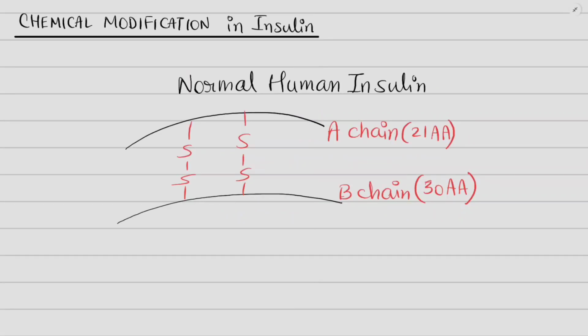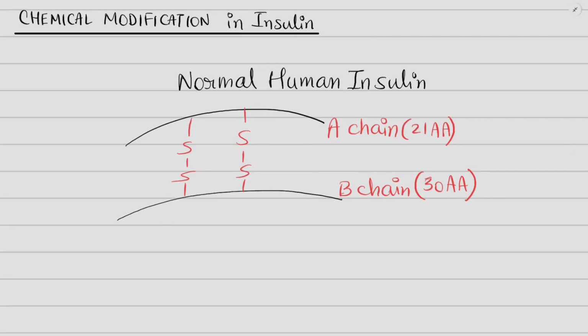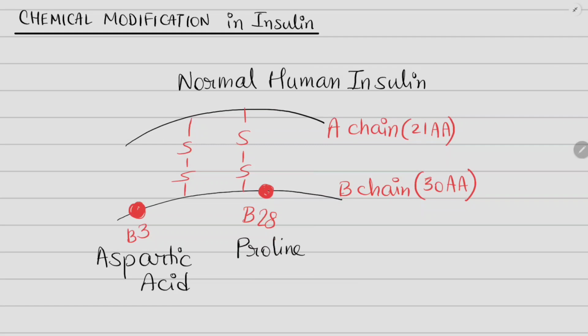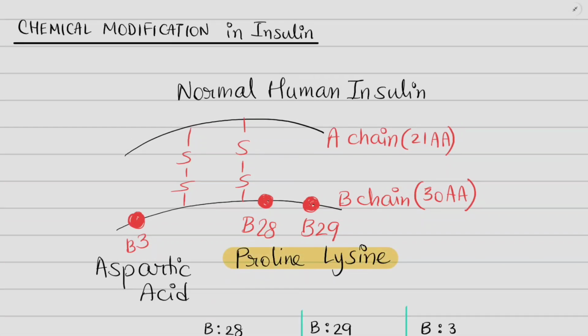Now let's study the chemical modification in insulin. Now I have already shown the normal human insulin looks like this. It consists of two chain, A chain and B chain. A has 21 amino acid and B has 30 amino acid. Now you can actually modify the B chain in the following ways. There are three important amino acids where chemical modification of insulin can be done. Number one, B3 position, where the third amino acid is normally aspartic acid in the normal human insulin. Then the 28th position of B chain, which normally is proline, and the 29th position of the B chain, which normally is lysine. Now keeping this knowledge in mind, let's see the modifications of insulin.